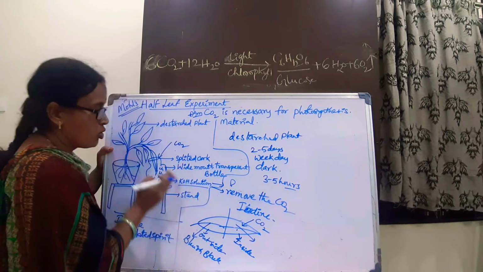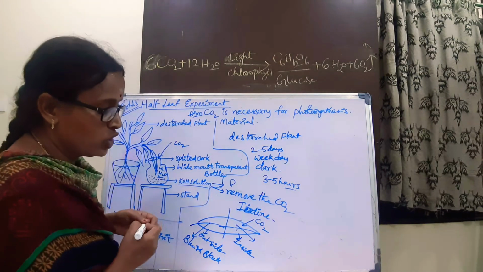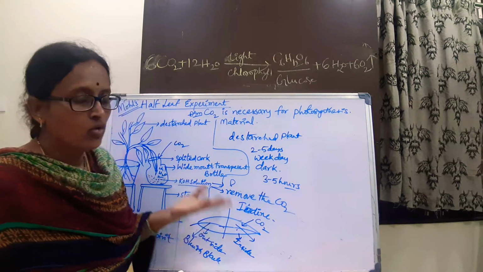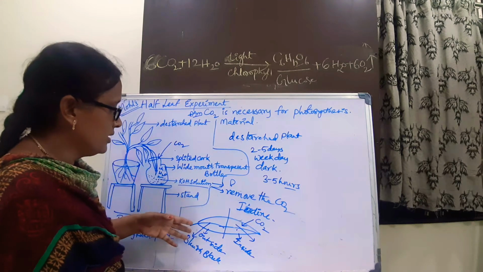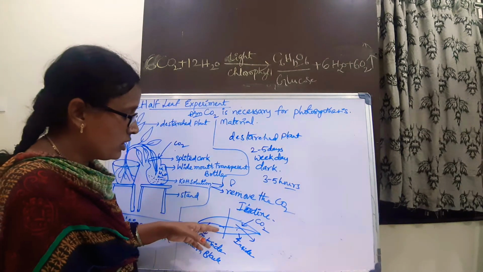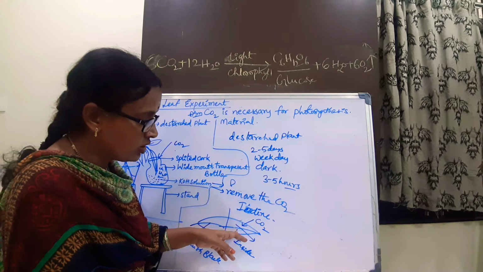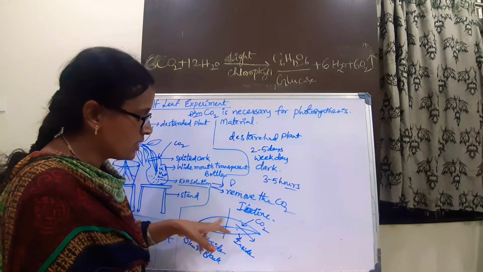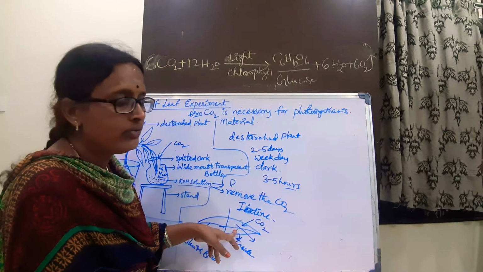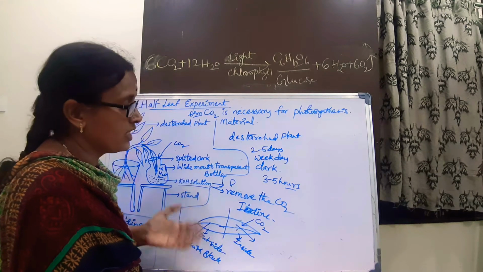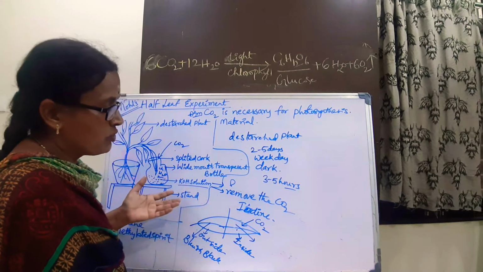So the outside leaf will give the bluish black, and the inside leaf won't give the color. With that we can say that the outside leaf has prepared food materials but not the inside. Here photosynthesis takes place, here not. Inside the leaf photosynthesis does not take place. So this is the observation.